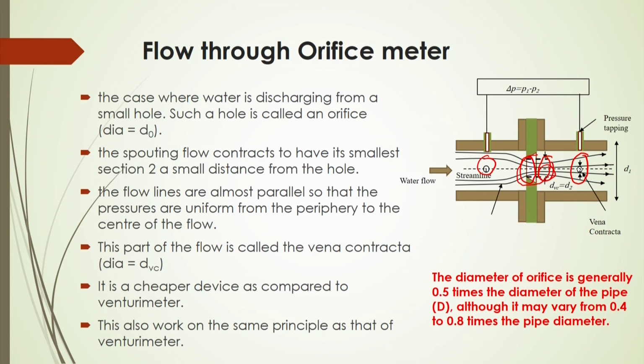There will also be some energy loss whenever you give this obstruction of a hole during the flow. This energy loss gives you the pressure energy loss, which is to be calculated, and based on which you will be able to calculate the flow rate.